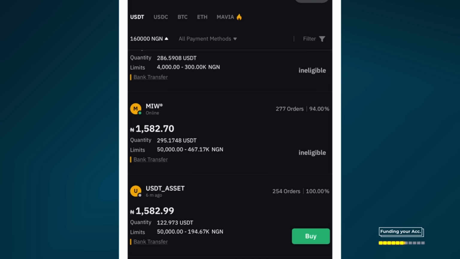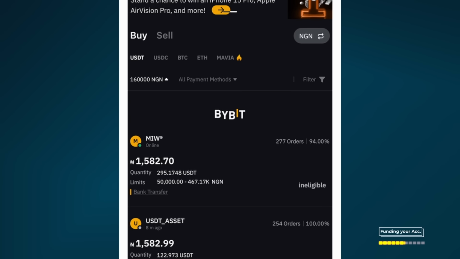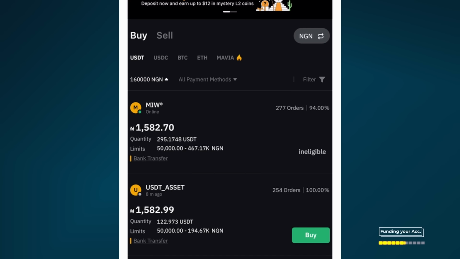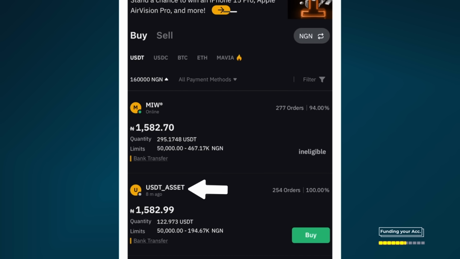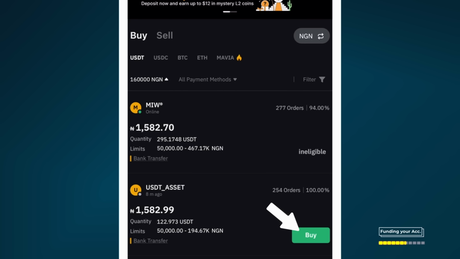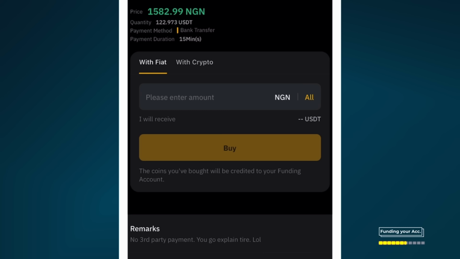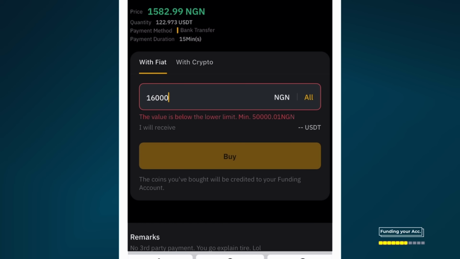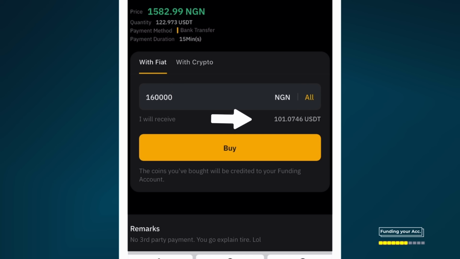If I refresh this, it can keep changing because trading keeps on going. I'll go ahead and trade with USDT assets. I'll click on buy, and we can see here the payment duration. This guy will complete my trade within 15 minutes. So I enter the amount I want to buy here, 160,000 Naira, and you can see what I will get is 101.0746 USDT.